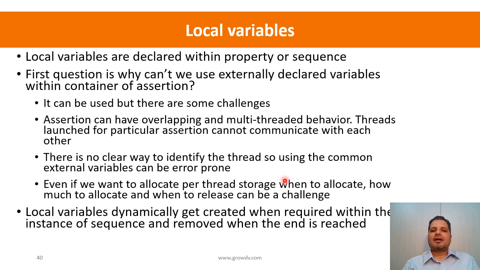So all that headache will be yours to take care of. Instead, when you use local variables, they get dynamically created whenever the thread instance of the assertion is launched, and to whatever extent they are required, they are allocated and then released when the end of the sequence is reached. So whenever you have a local storage requirement to implement some checks, it's always advisable to use local variables instead of externally defined variables.